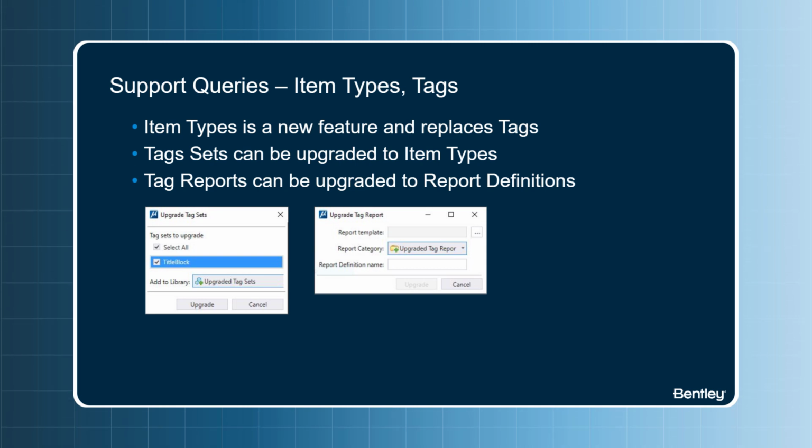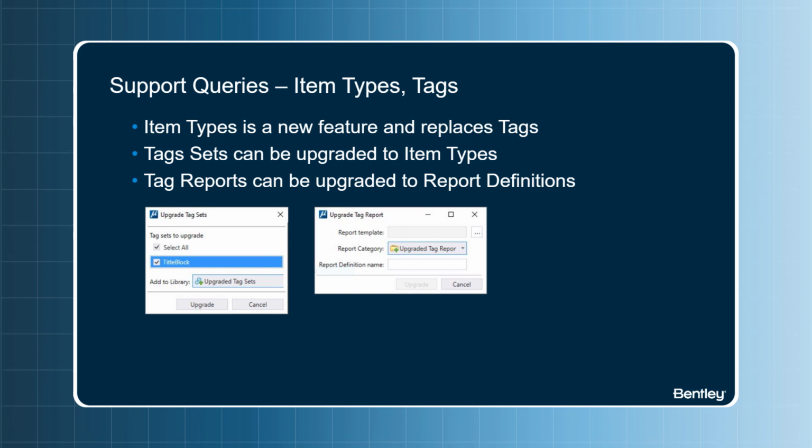Here are some common support queries that we get regarding item types and tags. Item types is a new feature introduced in Connect, and it replaces the old tags feature. We have tools to upgrade the old tag sets to item types. Tag reports can also be upgraded to report definitions.